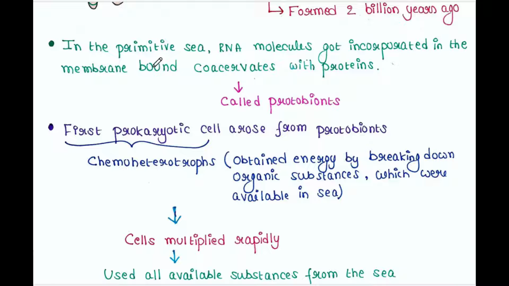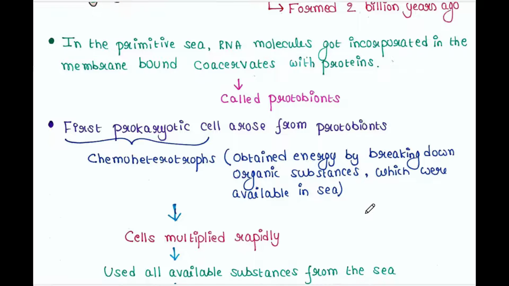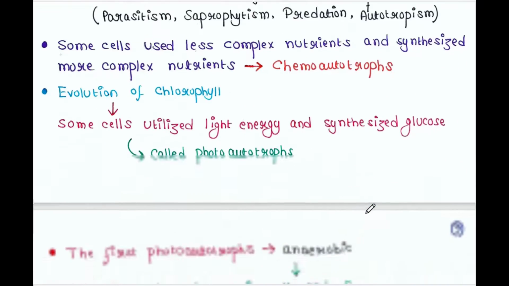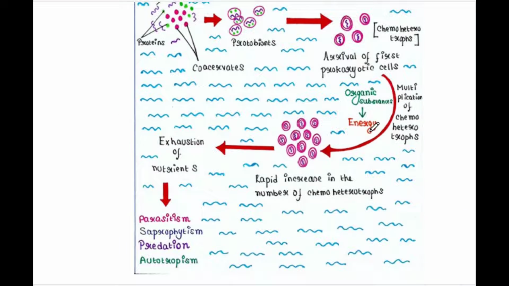Okay. So in the primitive sea, RNA molecules got incorporated in the membrane-bound coacervates and proteins. These are called protobionts. First prokaryotic cell arose from those protobionts. These are actually chemoheterotrophs. They obtained energy by breaking down organic substances which were available in the sea. Done? Okay. Let's see the next part.